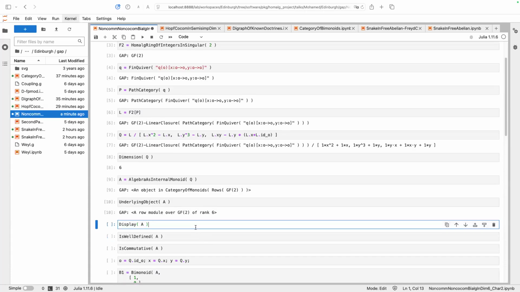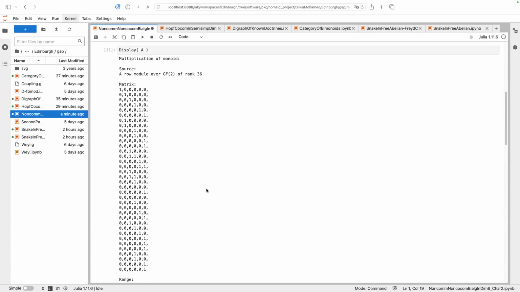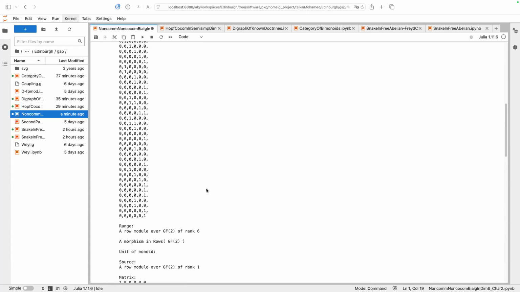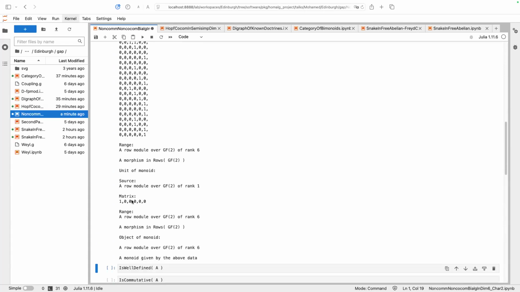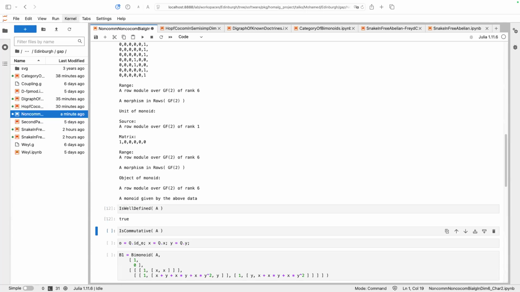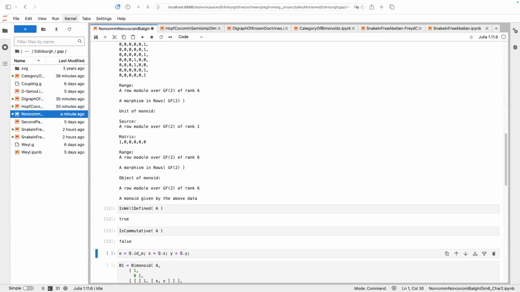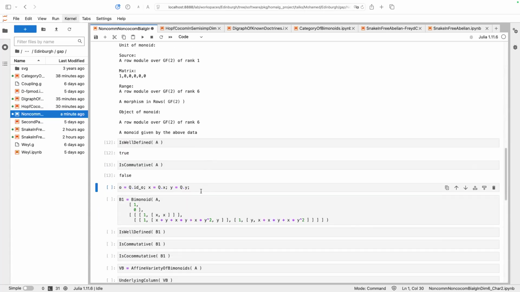So this object doesn't know anything about the representation anymore. It's just a vector space. And if you display it, it's equipped with a multiplication matrix. So it really forgot about the generators and the relations. And here's the unit. And I can ask it: is the multiplication an internal monoid in the category of vector spaces? And the answer is true. Is it commutative? The answer is false. So we have this matrix block, this 2 by 2 matrix block. Okay.